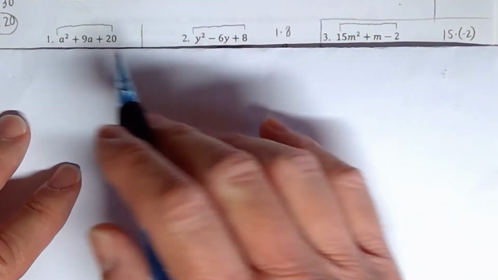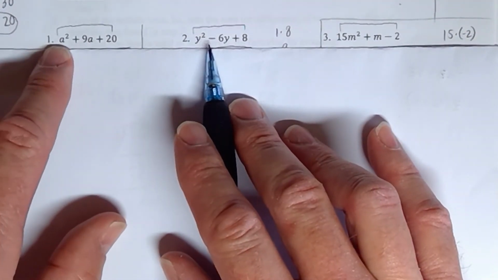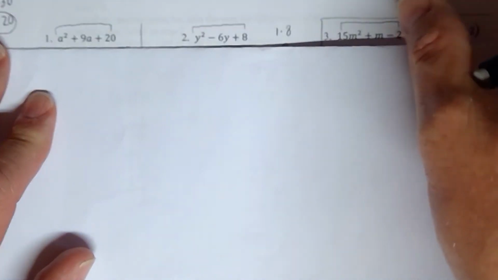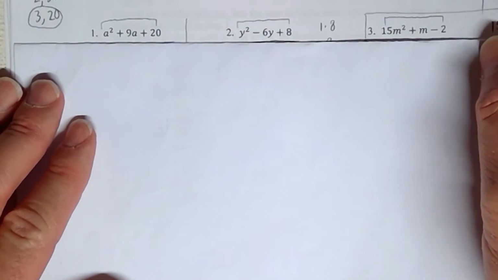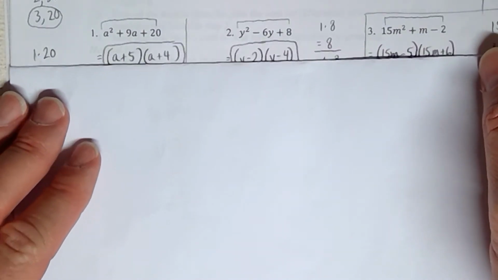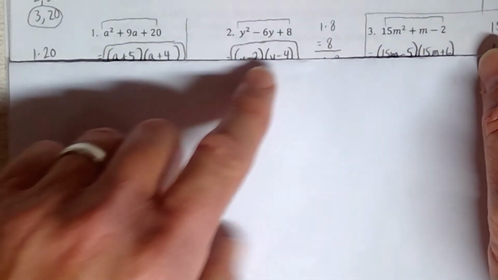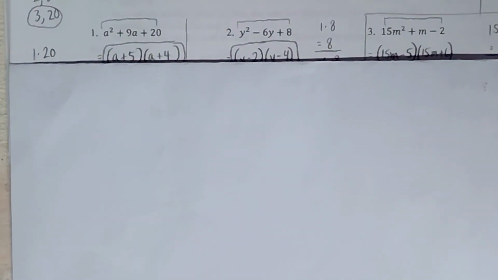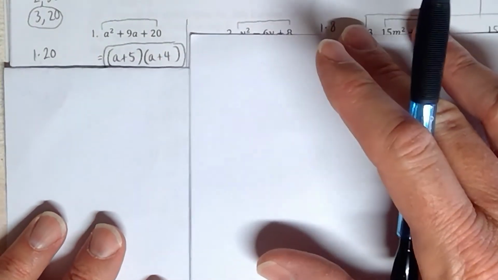As far as problems 1 and 2, notice that there's no coefficient visible in front. That means that it's 1. I know we hadn't seen a problem like that before, but it's just 1. And so you do 1 times 20 right here and 1 times 8 right here. Anyway, let's start to see how these things are coming out here.